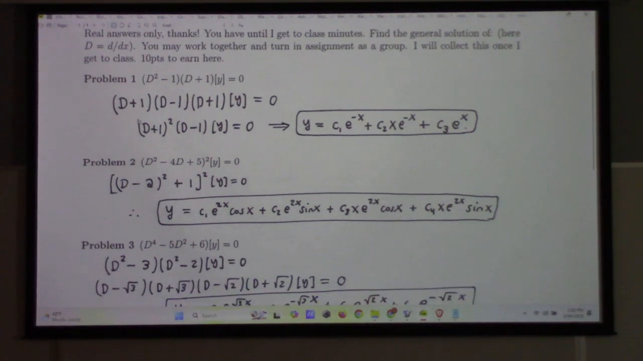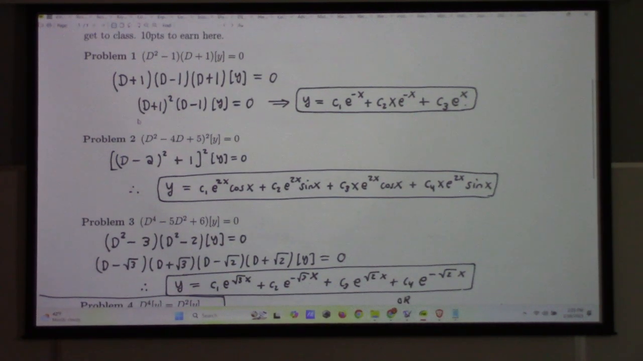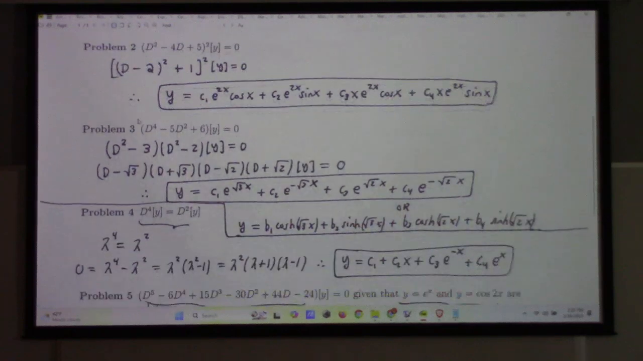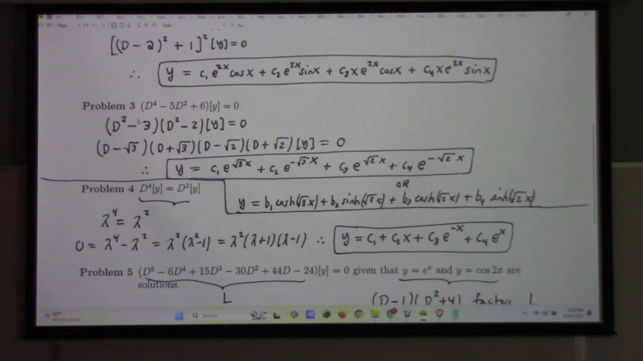This quartic is a little bit more exciting. It factors like so, and you end up with a plus or minus root 3 and a plus or minus root 2, which gives you this general solution. And of course, you could also write that in terms of cosh and sinh if you were so inclined, which is actually much to be preferred if we are using this solution in other contexts. So we should keep this in mind for our future purposes.